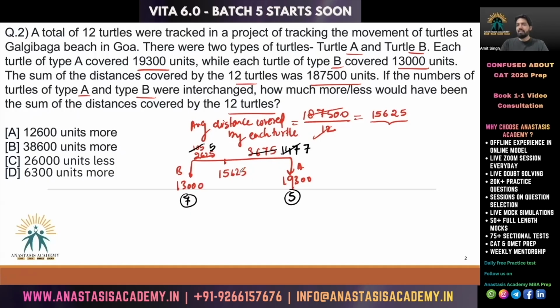That is why I'm getting the total distance covered as 187,500, when 13,000 is multiplied by 7 and 19,300 is multiplied by 5.